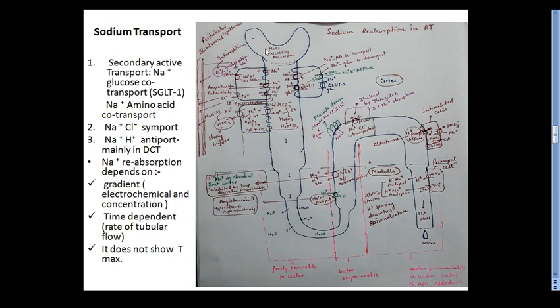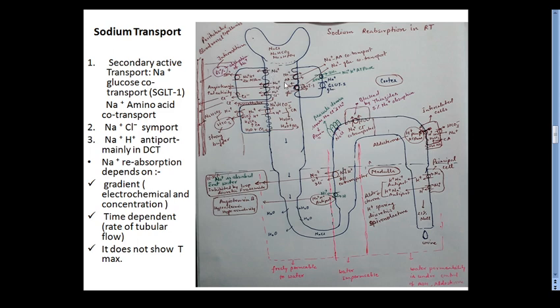So the first thing about the sodium ion is it gets reabsorbed from all parts of the renal tubule. So let us start the discussion of sodium transport with the PCT, that is the proximal convoluted tubule. What are the different ion channels in the PCT which help in reabsorption of sodium? Basically there is secondary active transport of the sodium ion, reabsorption via secondary active transport.